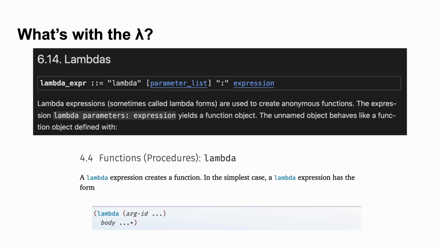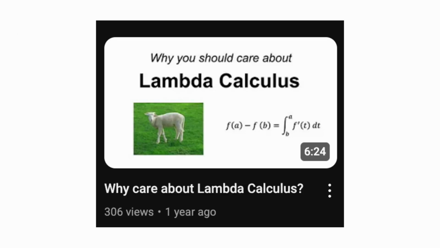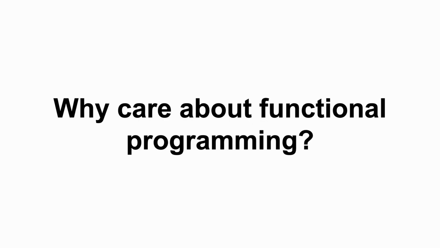How interesting. The reason for this is that functional programming is based on a theory called lambda calculus, invented by Alonzo Church in 1936. We will go much more in depth into lambda calculus much later in this course, but for now, if you're interested, you can watch this video that I made which provides an overview of the most basic concepts. So, why care about functional programming?